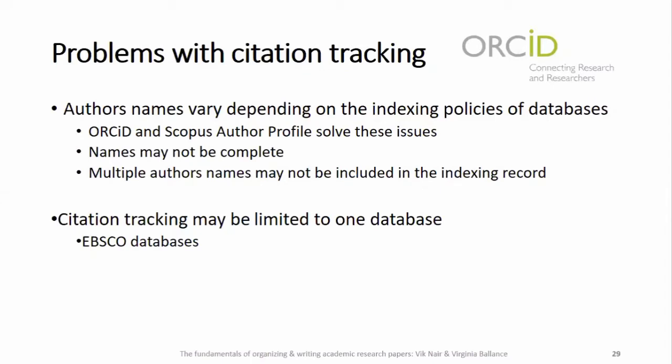Names may not be complete on various articles. People may change their name. When women get married, they change their name. They get divorced, they change their name. So it's not helpful to track someone's work. And also, some databases only include the first named author. So if you're the third named author on an article, you're not indexed in that database.